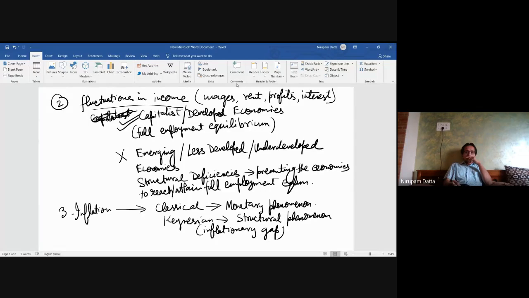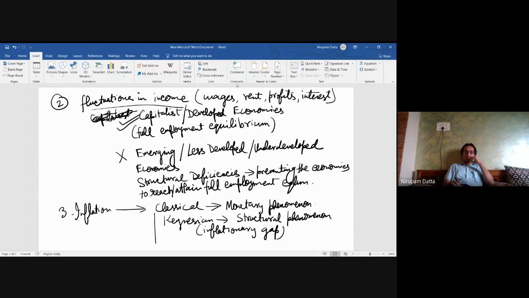inflationary gap? As I already said, Keynes believed that output is a function of aggregate effective demand. Now, if the output level is below the full employment level output, or the potential output, or according to the productive capacity of the economy, then the output will keep on increasing without any change in the price level, till it reaches full employment. Once it has reached the full employment level, then if there is further increase in effective demand or aggregate demand, that will be followed by an increase in price level. So that's what he's saying, that it's a structural phenomenon.